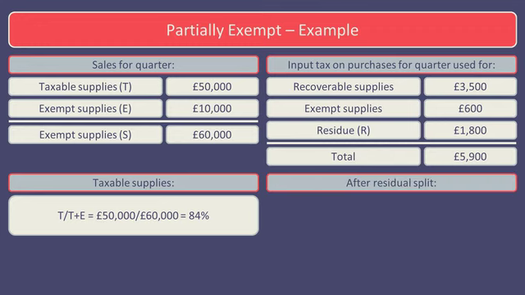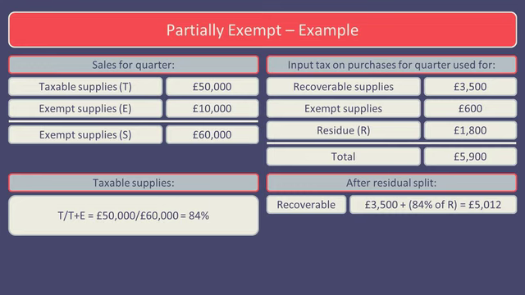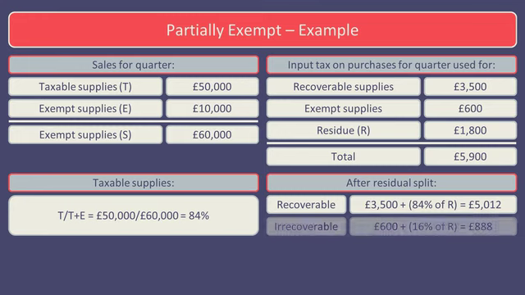We first of all split out the amounts we can easily classify into recoverable and irrecoverable. So there will be £3,500 recoverable input VAT for starters and £600 of irrecoverable VAT. The residue will then be split between them by adding 84% of £1,800 to the recoverable amount of £3,500 to get 5,012, and by adding 16% of 1,800 to the irrecoverable amount of £600 to get 888.